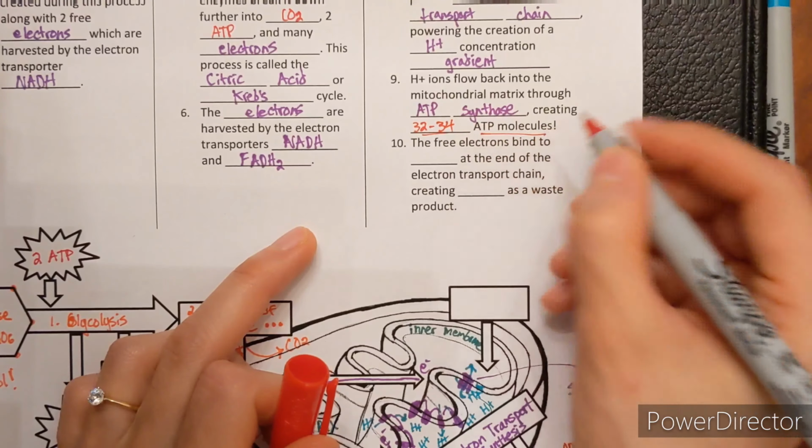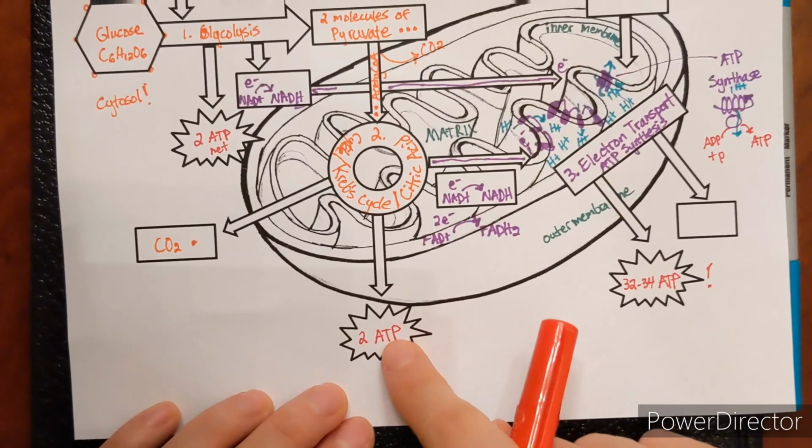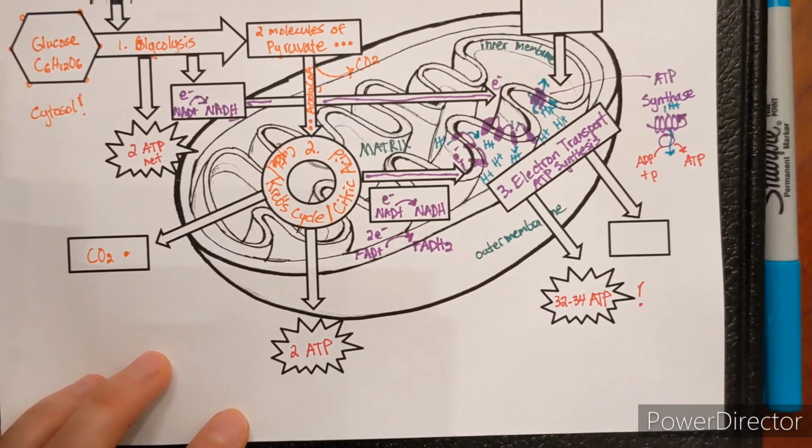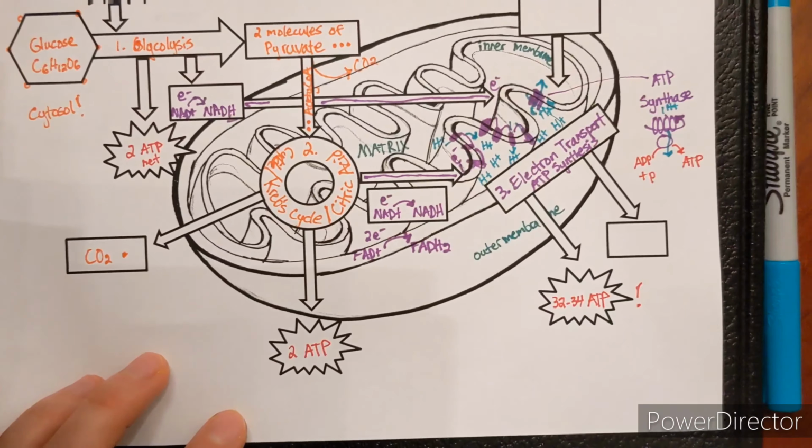Crazy. This stage produces the most ATP, right? So compare it to glycolysis, only 2, citric acid, only 2. This one creates the most ATP by far. All right, we've got one last little molecule that needs to come in.